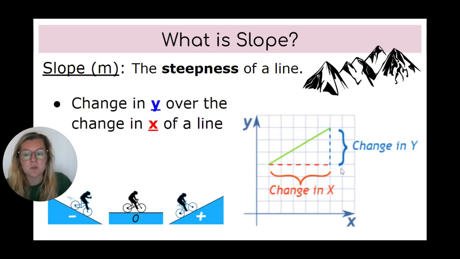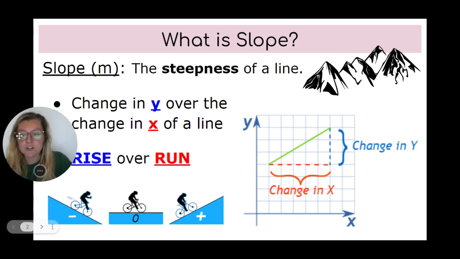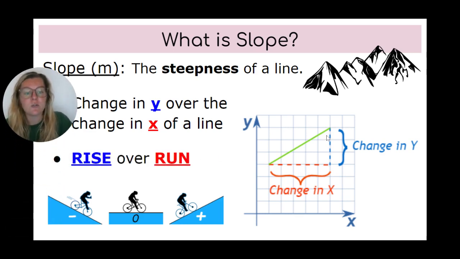The first way is we're going to say it's the change of y's, so think up and down, over the change of x's. Or we're going to learn this phrase called rise over run, which just means, hey, how much am I rising in the y direction and how much am I changing or running in the x direction?